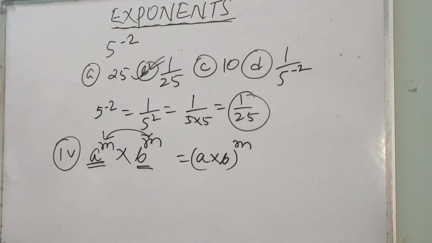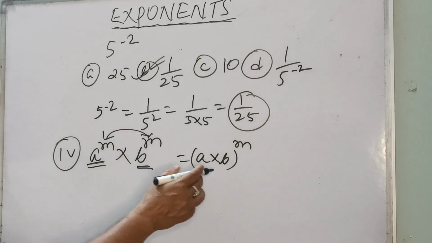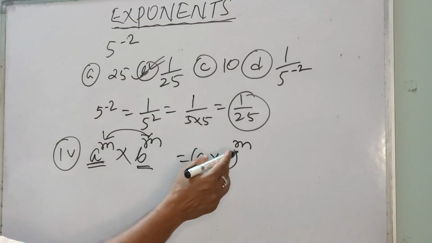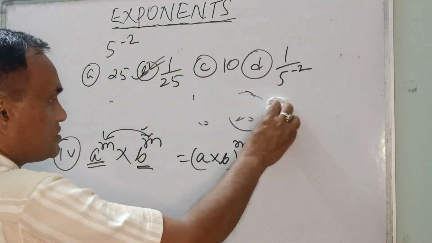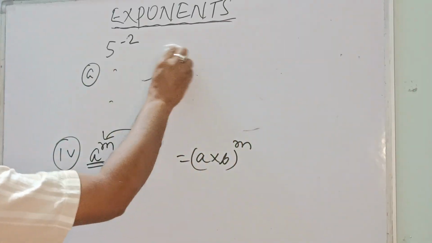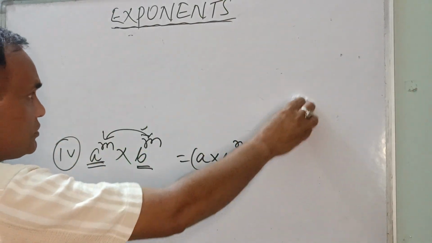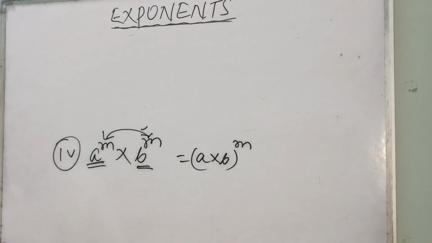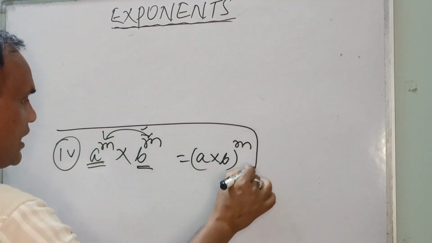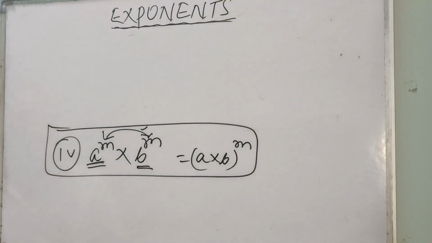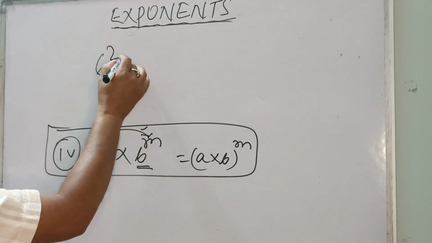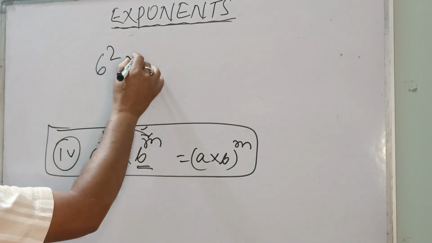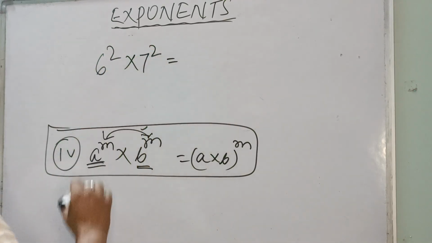Suppose a to the power m is written and b to the power m, so you can write (a into b) to the power m. Now how can we solve this? Just see here. Suppose I have written this law here, and we'll go through an example of this. How can we understand? Suppose 6 to the power 2 multiplied by 7 to the power 2. Now we want to solve this.